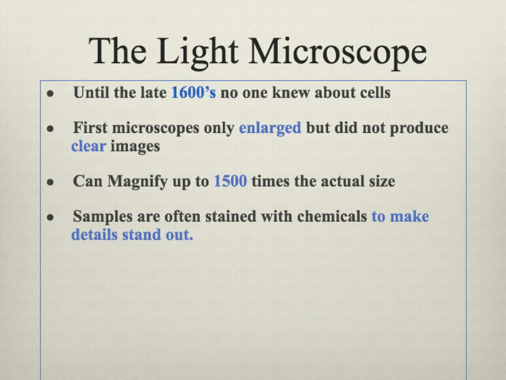Light microscopes can magnify about up to 1,500 times the actual size. That's the max that a light microscope will get to. Our light microscopes don't go that high. Again, ours max is 400, but about the max for light microscopes is 1,500 times. And a lot of times you need to stain your sample so that you can see the details. So a lot of times it will appear to be colored, like a cell will be colored, but in actuality that's just the dye that's used or the stain that's used so that you can see it.